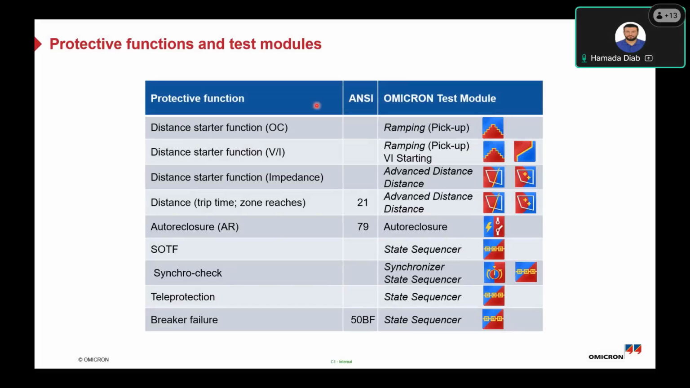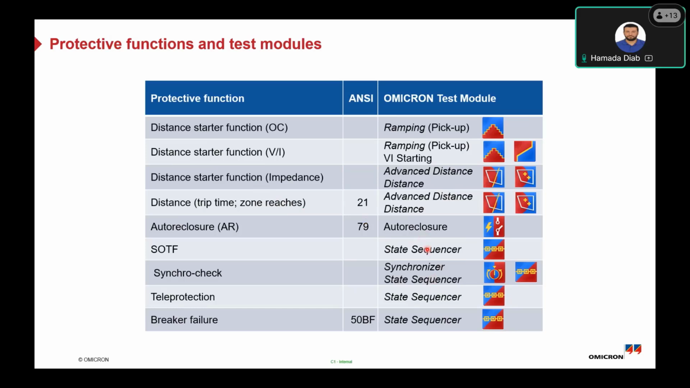Okay, so here are the different modules which can be used as standalone modules and can also be combined in the same OCC file to have automatic testing plans or pre-configured testing plans. We can use ramping for pickup and dropoff. For the starter logic, we can use V/I starting if you have a distance starter function V over I. We also have the advanced distance protection module, which can be used for detecting the impedance, trip time, and zone reach. Also, we have the auto reclosure. If you have a 79 protection relay, you can simulate the auto reclosure sequences, successful and unsuccessful auto reclosures.